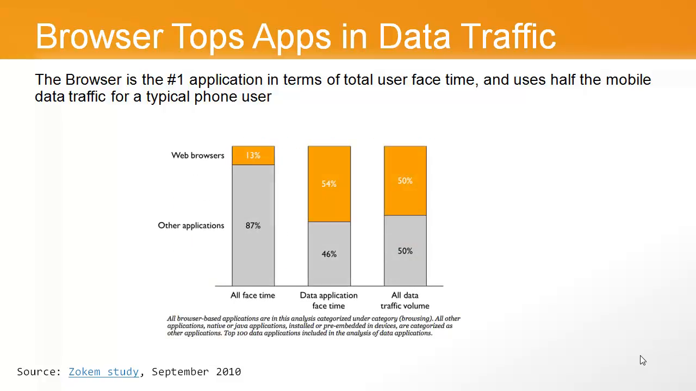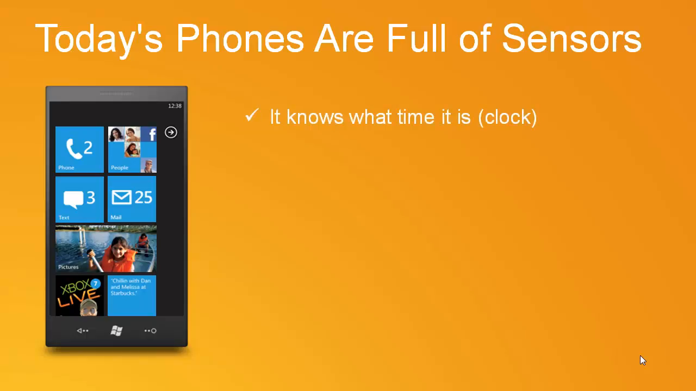And at the same time, when we start seeing how applications make use of the internet, of access to the data, we see that the browser will top most of them in terms of total face time, in total data traffic as well. So let's see how today's phones have evolved, and today's phones are full of sensors which make it rich for applications that we can write on top of it.